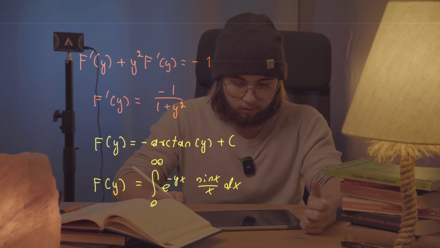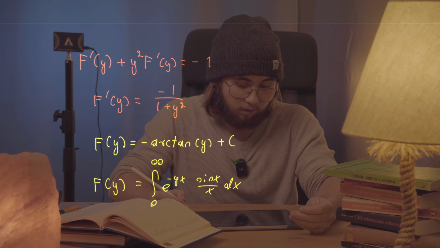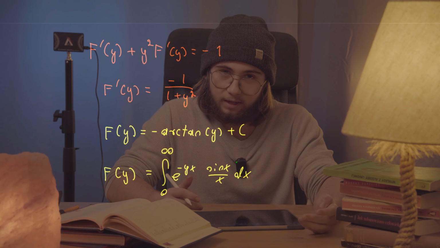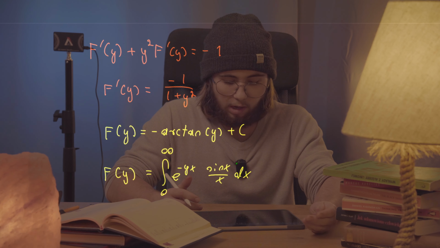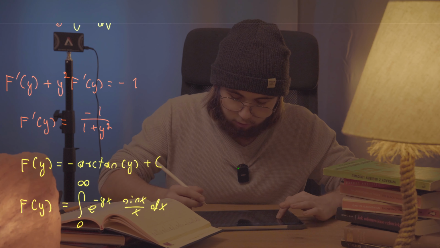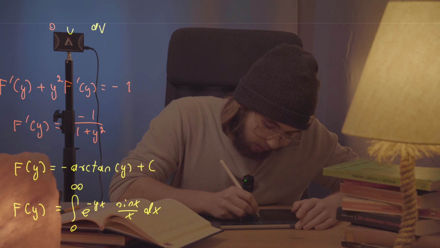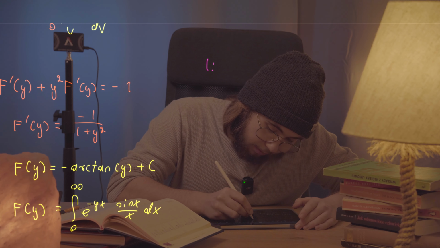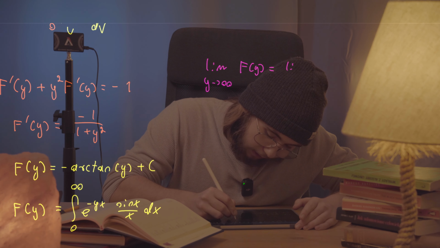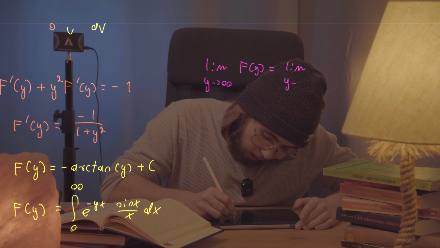And well, since those two are equal to each other, we can just pretty nicely set them equal to each other. I mean, they're already equal to each other, and just take the limits as y approaches infinity. The limit as y approaches infinity of f of y is the same thing as the limit as y approaches infinity of f of y.